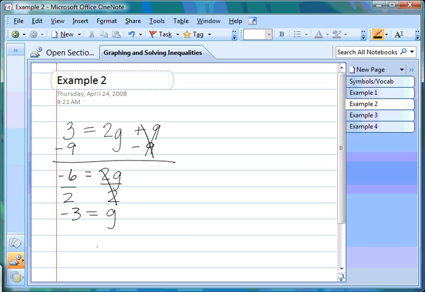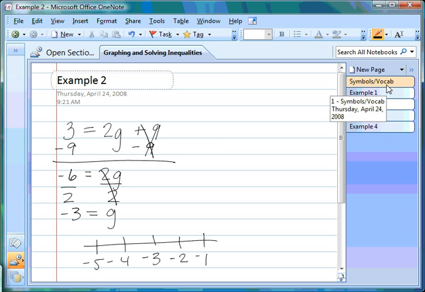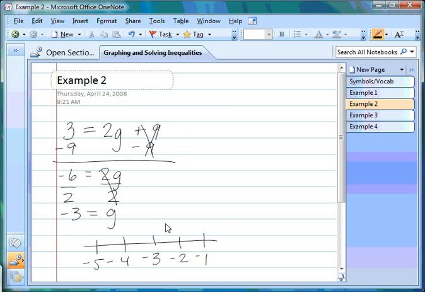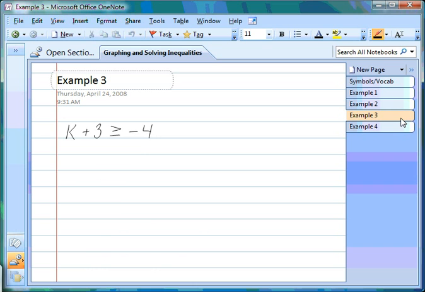Now to graph that, we draw our number line, put -3 in the middle, number up, number down, and we have an equal sign. An equal sign, if we go back to our symbols page, we just use a colored in dot. So we put a colored in dot above -3. That's as easy as it is.